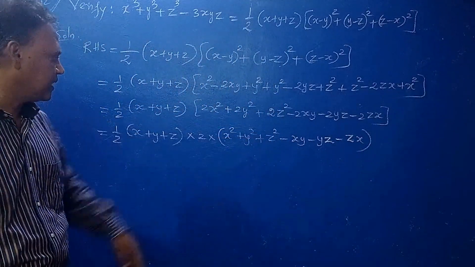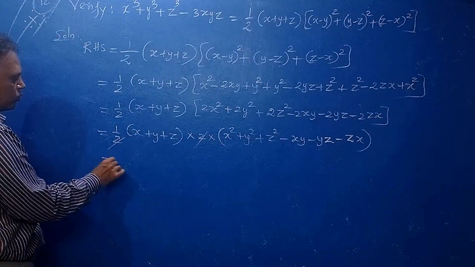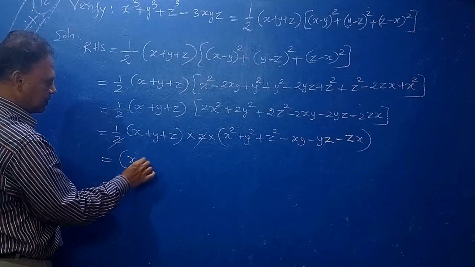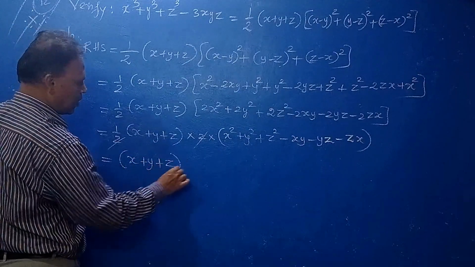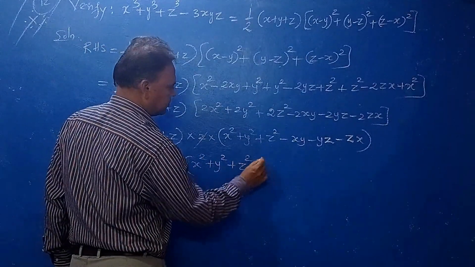Minus zx you will get. Now here you see, this is multiplication only. Here numerator 1/2 and denominator 1/2, you can cancel. Therefore you will get this much. You will get the 2 factors. Getting or not?